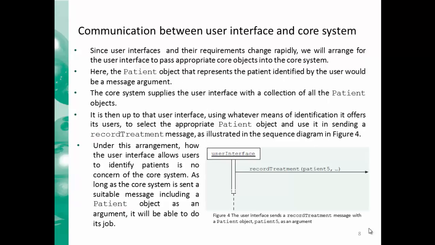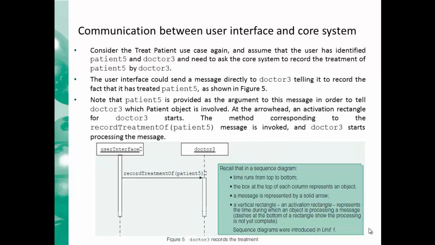Here is the user interface component trying to interact with the core system through the message record treatment. Here we have to decide what record treatment will take as a parameter to be able to be performed. In one situation, if record treatment takes the patient as a parameter, then it will be sent to the doctor. So we say record treatment of patient 5, and we request that service from doctor 3.